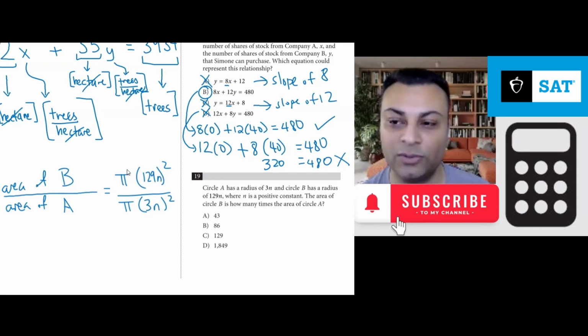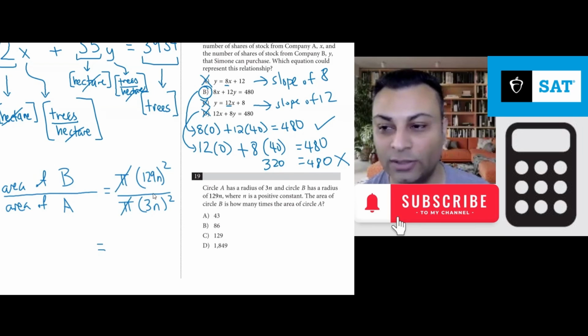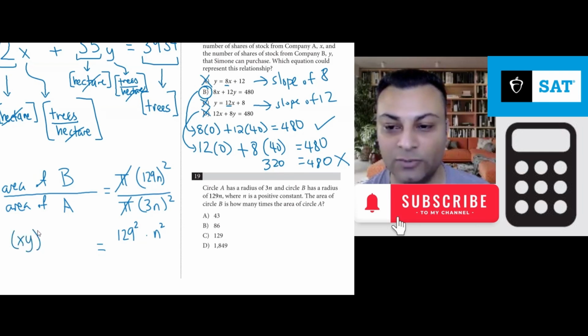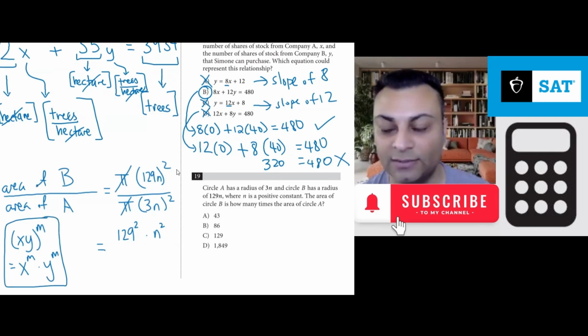Okay, in this ratio, the pi's will cancel. Pi divided by pi is 1. You wind up with 129 squared times n squared when you expand this. Let's keep in mind when you have two items, x, y raised to an exponent, this is the same as x to the m times y to the m. We know this from exponents. Okay. So that's the numerator, 129 squared times n squared over 3 squared times n squared equals.